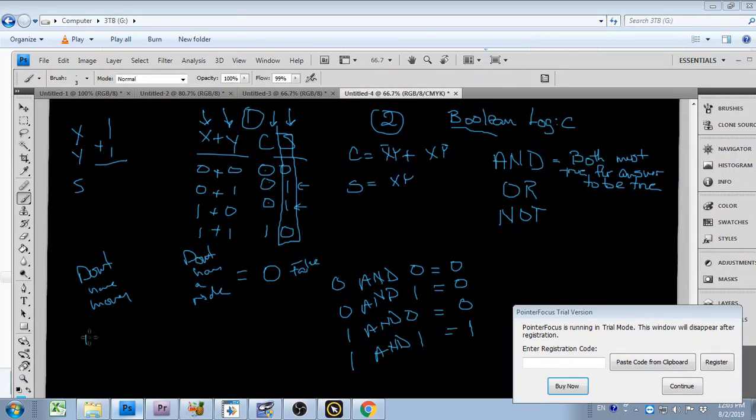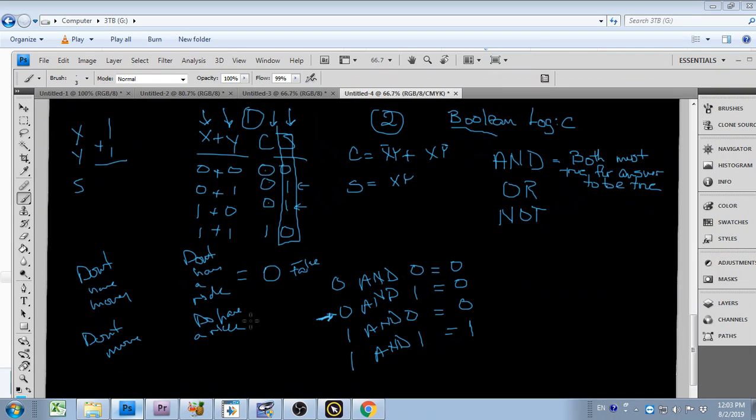Okay? I don't have money and I do have a ride. Okay, I said do because now we're using this row as our example. And this one is 0 and 1. So therefore, I don't have money, but I do have a ride. Well, I'm not going to the game because I got to have both of those. False. Does that kind of make sense?